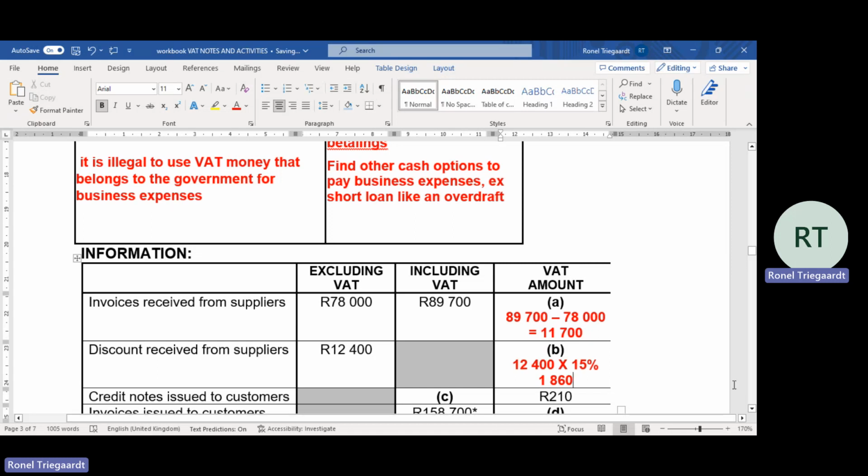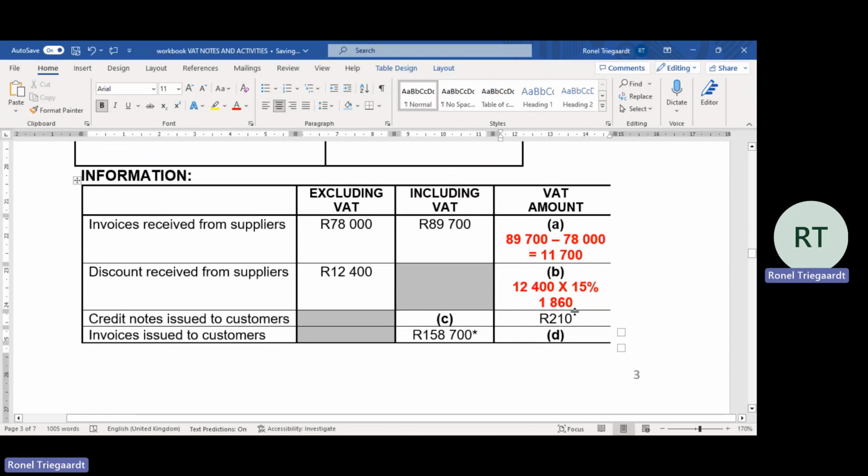Then number C, credit notes issued. We know, how do I do this? How do you tackle that specific one?